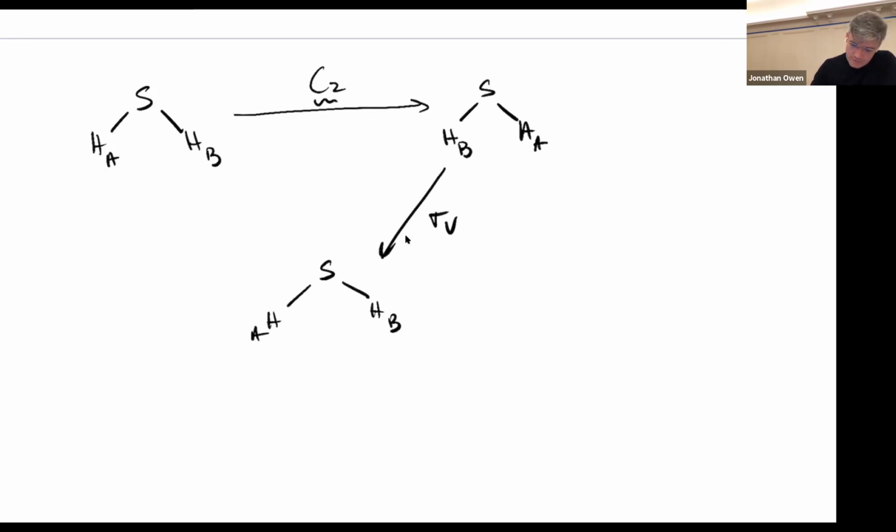Nope, sorry, got that screwed up. I got ahead of myself. Right, sigma V, what does sigma V do? So sigma V is the one that has the atoms in the plane, and it sends the front of the molecule to the back and the back of the molecule to the front, which you don't really see here.